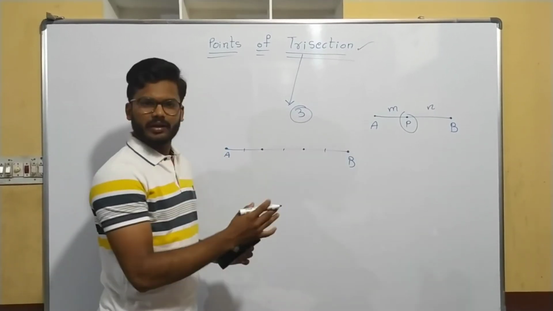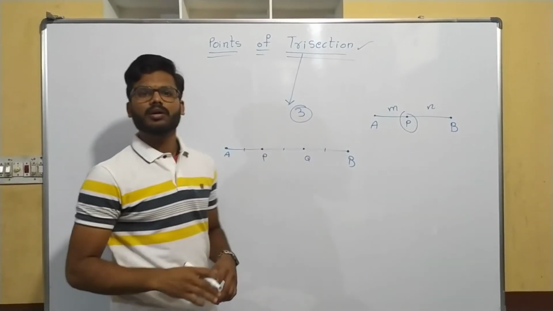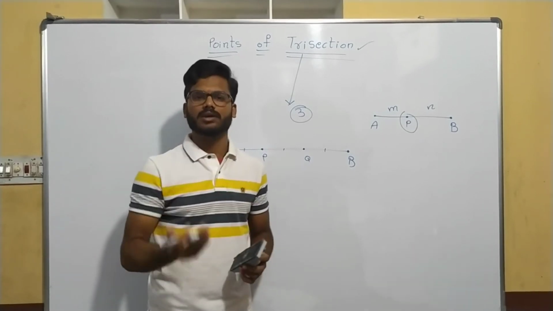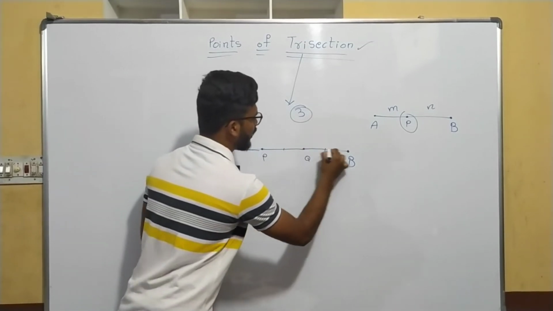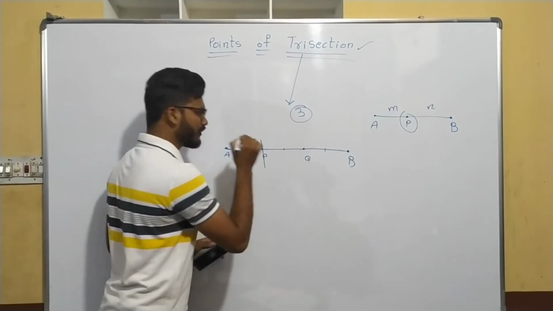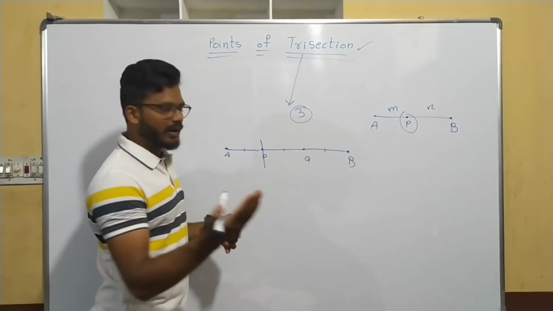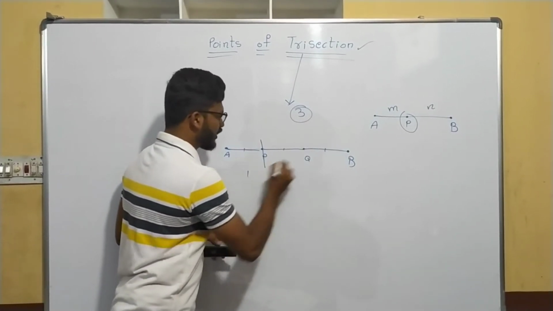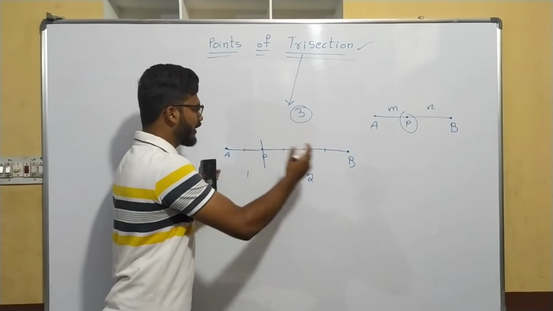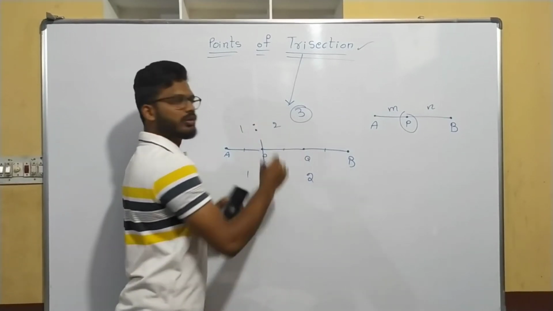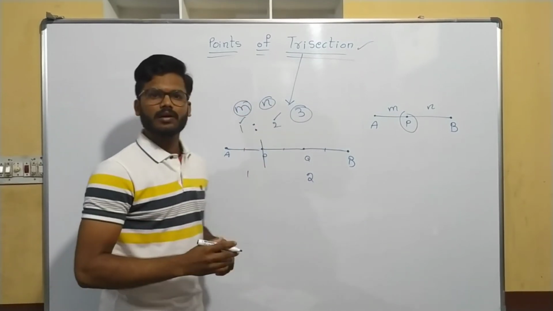Now these 2 points we call points of trisection. Let the points be P and Q. Now how can we find these points of trisection? Already I told the distances are equal, right? Now if I want to find point P which is near to A, all 3 are equal parts. This will be 1 part and this will be 2 parts, right? So point P is dividing AB in the ratio 1 is to 2. So in the place of m and n, you have to write 1 and 2.